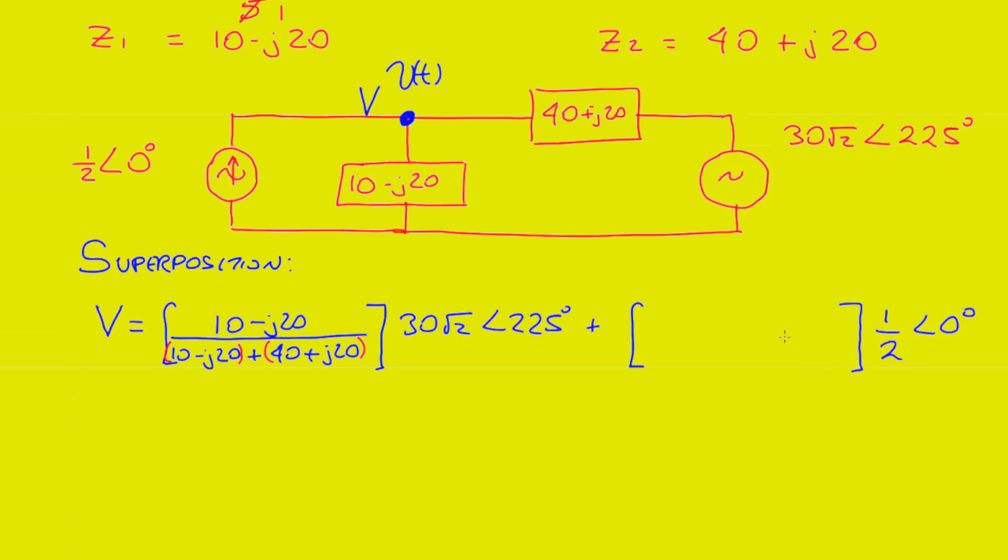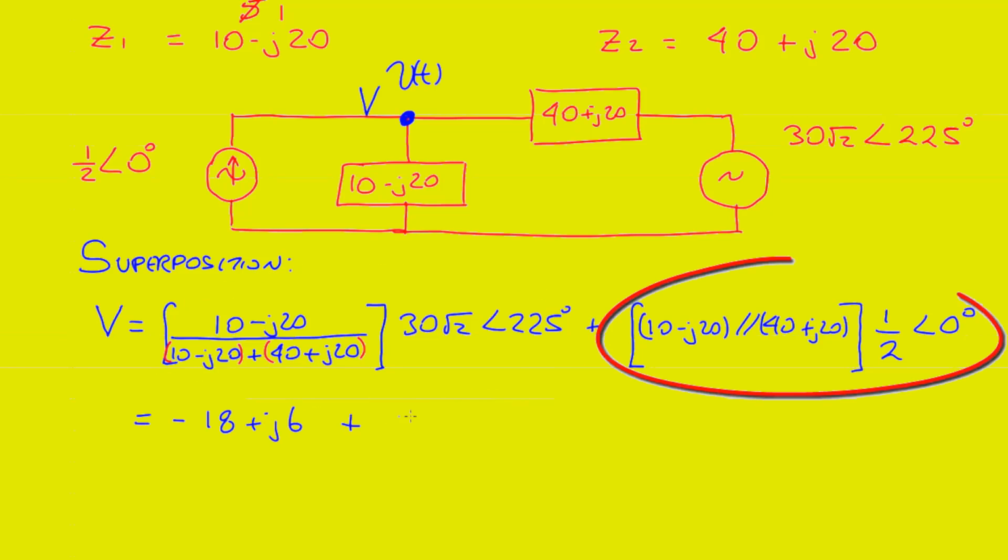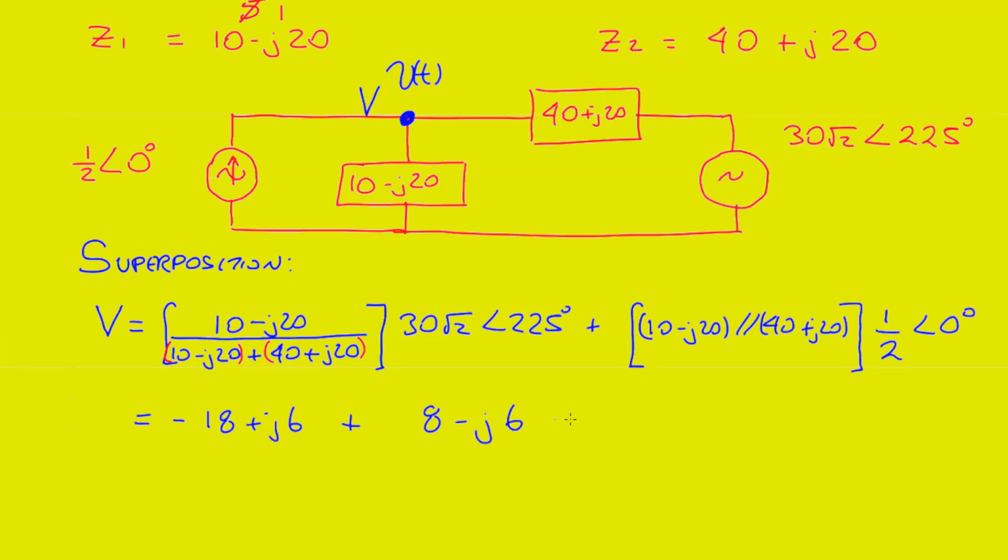Looking now at the current source, you can see that when I set the voltage source to 0, or short it out, I'm going to end up with 10 minus j20 in parallel with 40 plus j20. If we work through the arithmetic, we're going to find that we get minus 18 plus j6 for the voltage source analysis, and for the current source analysis, we're going to get 8 minus j6.